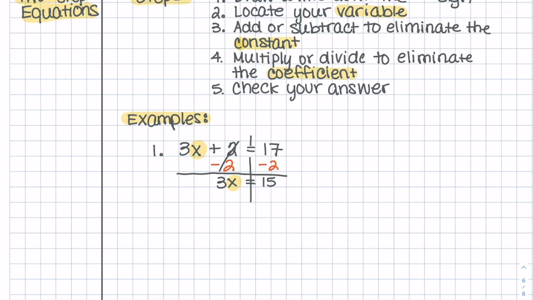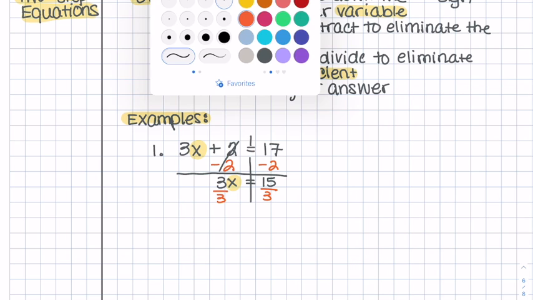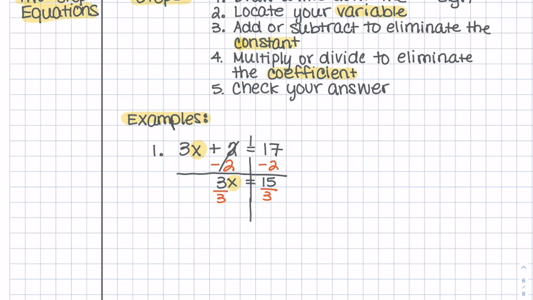So if we look at step number 4, it says we have to multiply or divide to eliminate the coefficient. 3x means multiplying, so this means I have to divide by 3. I'm dividing by 3 on both sides. Okay, I'm going to extend my line a little bit. So now I'm going to see what's left over. 3's cancel out, so I have x left over here equals 15 divided by 3, which is 5. So x equals 5. Okay?